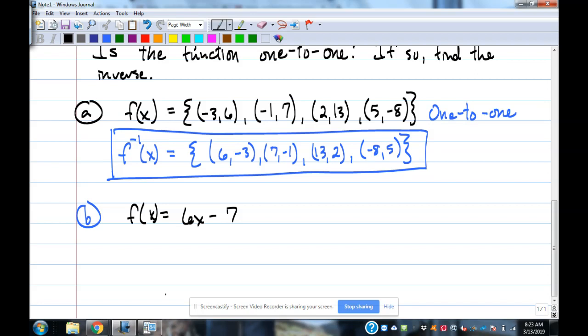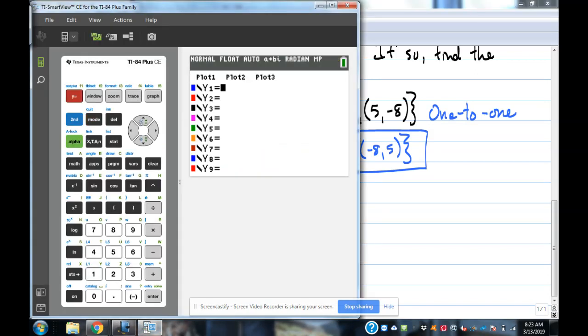Yeah, it's kind of going up and to the right because it's got a positive slope. It intersects the y-axis at -7. All those things we know about that linear equation are still here. Is that a one-to-one function? So can we visualize that function in our head, the graph of it? Does it pass the vertical line test? Yes. Does it pass the horizontal line test? Yes, it does. If you can't visualize it, graph the thing, 6x minus 7.